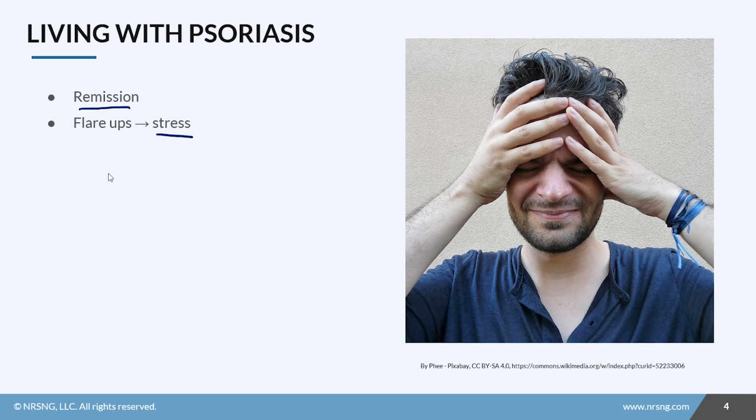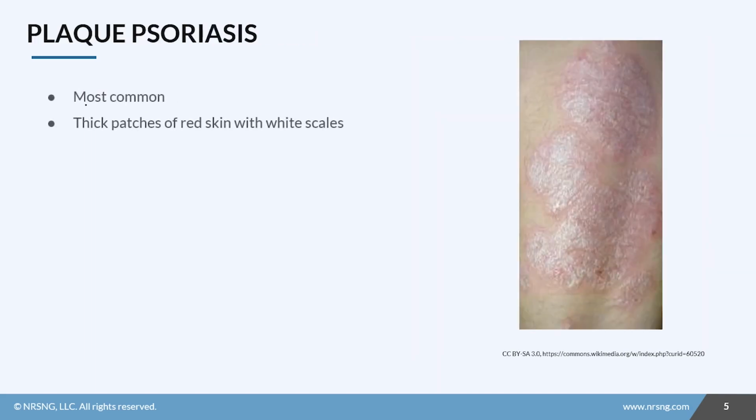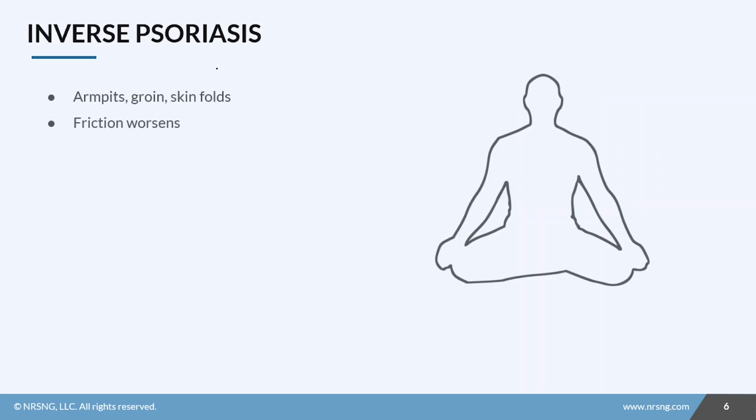Now let's talk about the different types of psoriasis that there are. So plaque psoriasis is the most common kind, and it's probably the type that you think about when you think of psoriasis. It results in those thick patches of red skin with the white scales on top. Inverse psoriasis is located in areas like the armpits, the groin area, and under skin folds. This type of psoriasis gets worse with friction, which is really hard to avoid in those areas, so it's very difficult to treat.